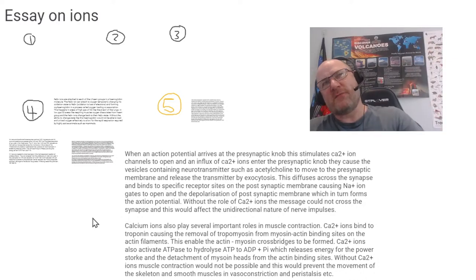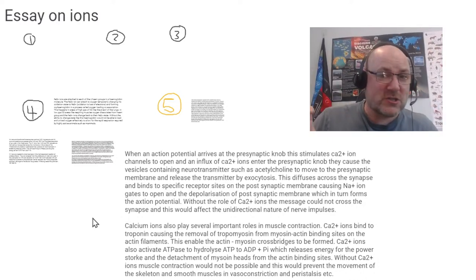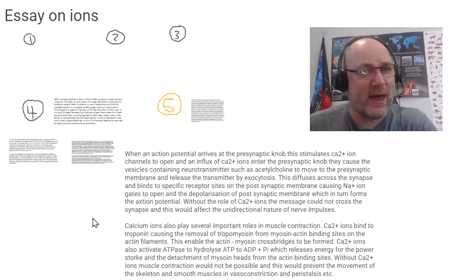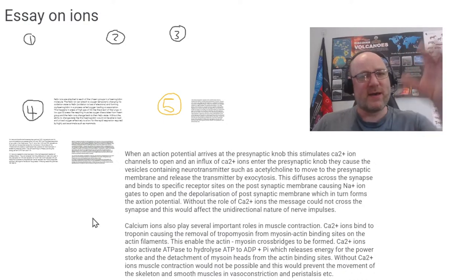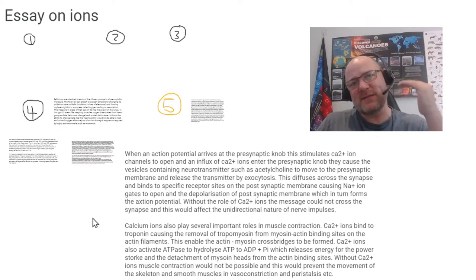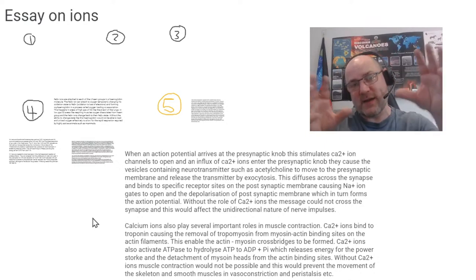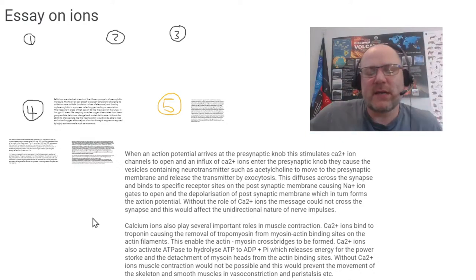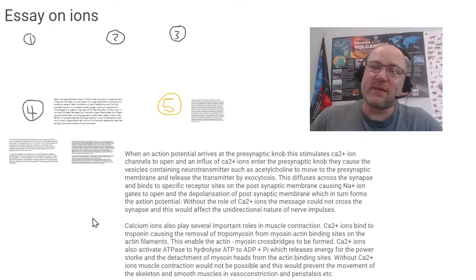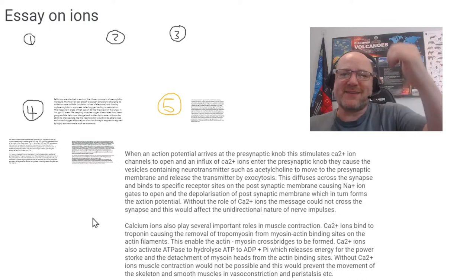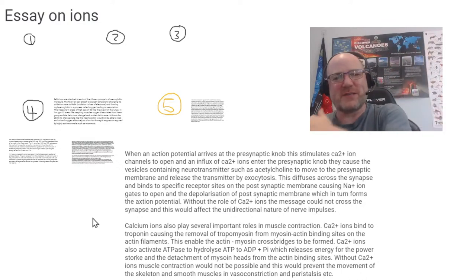Now, when I said diffuse across the synapse, that's kind of GCSE. I should say synaptic cleft to guarantee myself that A-level content there. The gap between the neurons at A-level is the synaptic cleft. The whole thing is the synapse, but we call it the synaptic cleft. Now, without those calcium ions, we wouldn't be able to get the transmission of neurotransmitter across the gap.